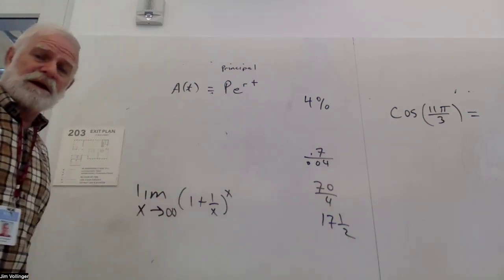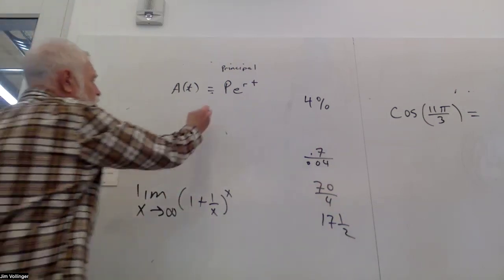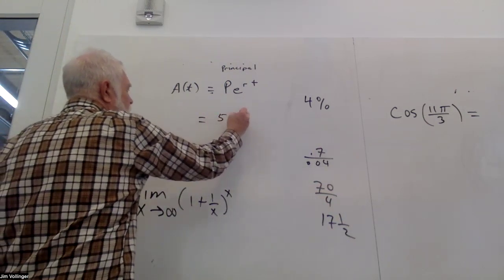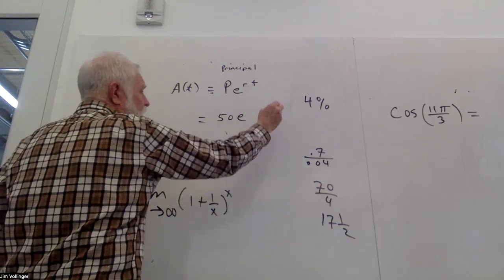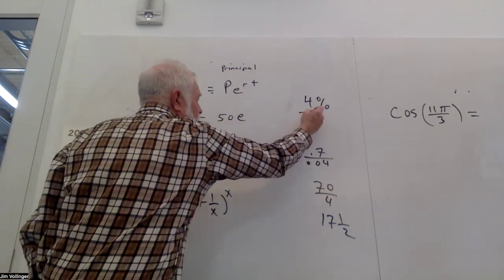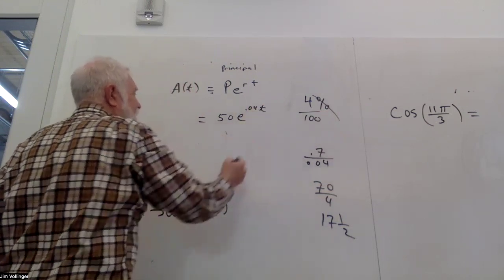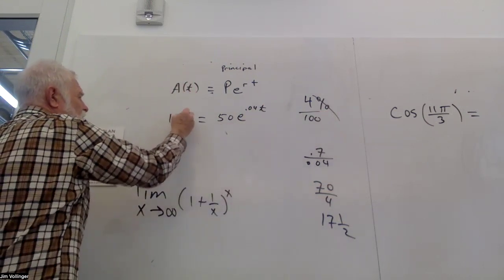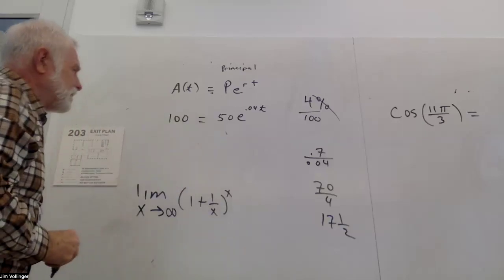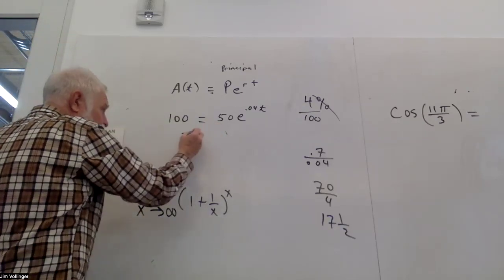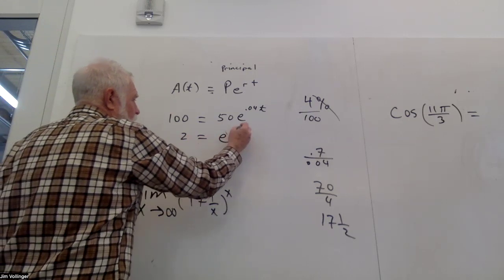All right, let's show you where that comes from. Let's start with $50. E, 4% is 4 divided by 100, right? 4 divided by 100 is 0.04 T. And we want to double our money, so we want to get $100. See how long it takes. So first step, divide by 2. E to the 0.04 T.